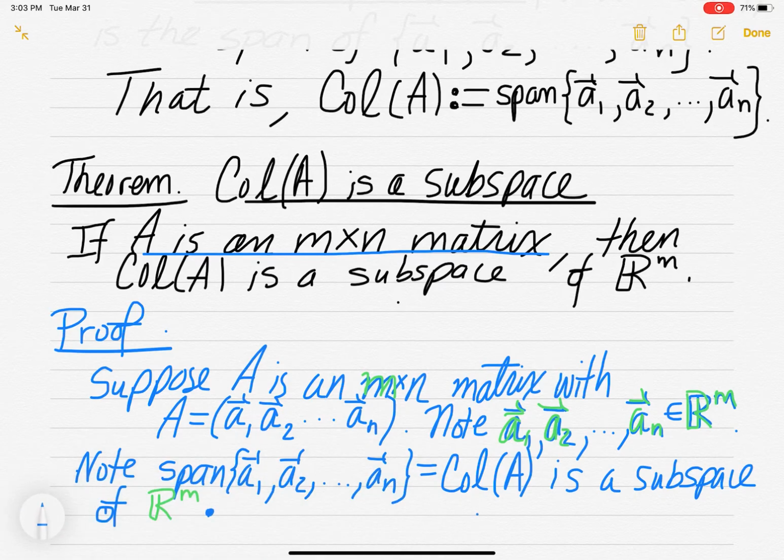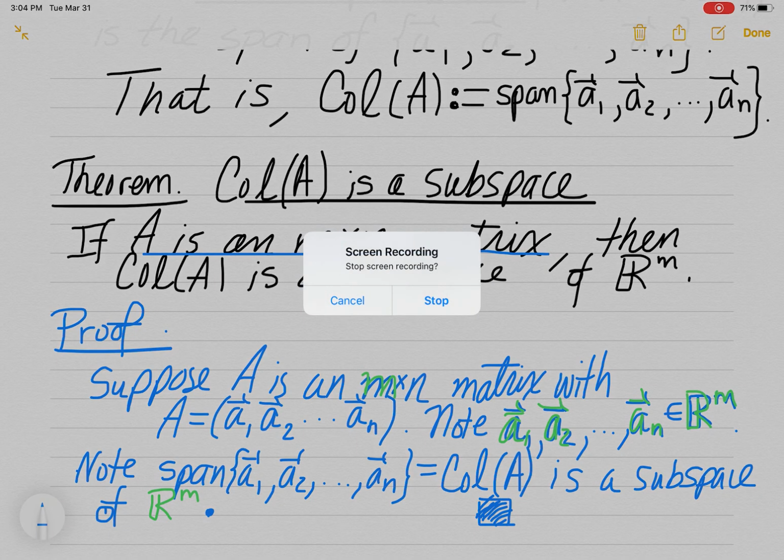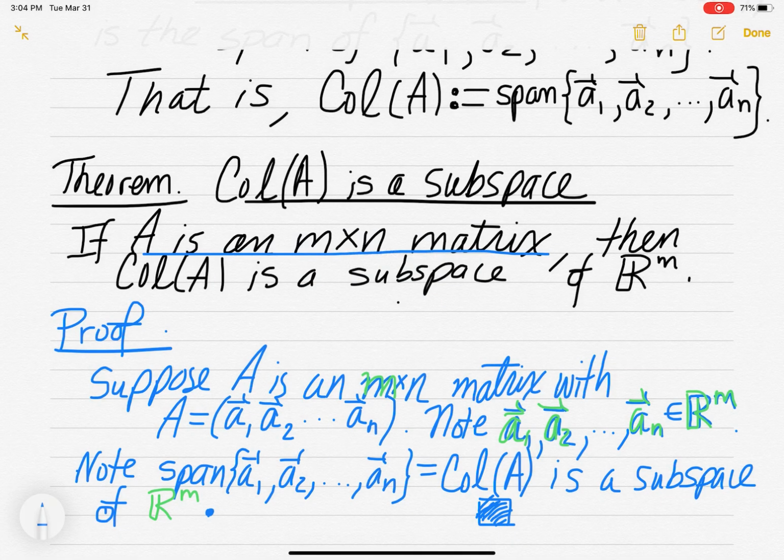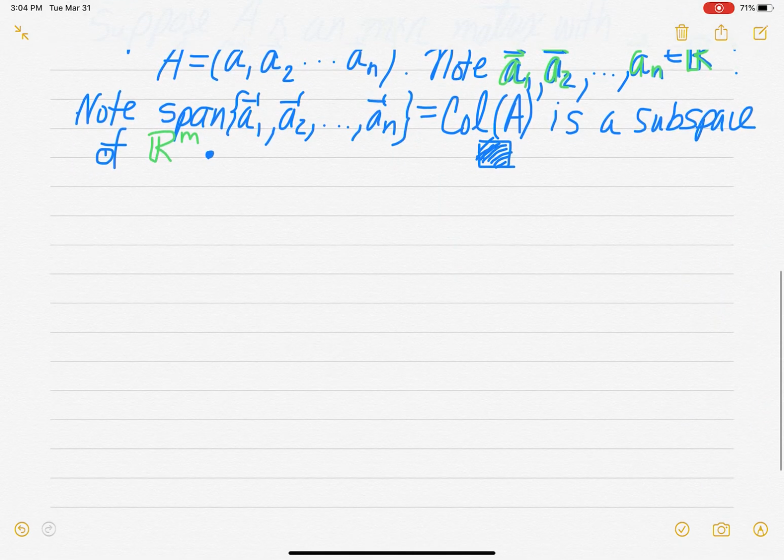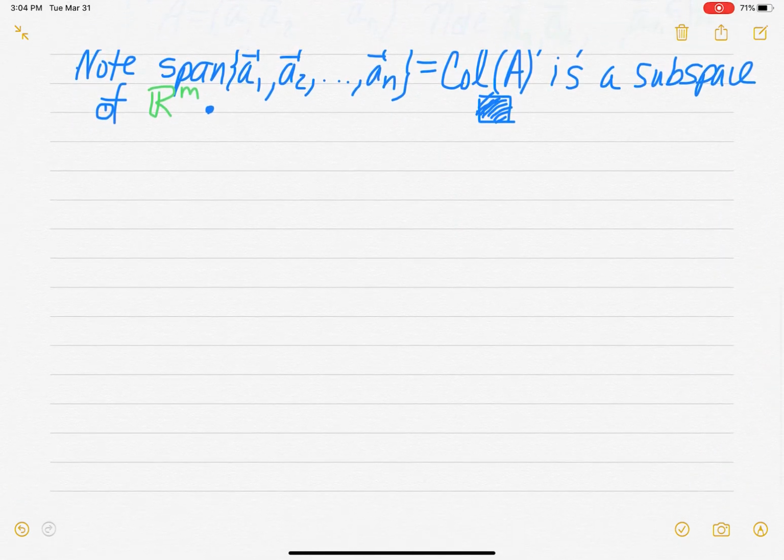We proved earlier in one of the previous videos that when you have a bunch of vectors, the span of that set of vectors is a subspace of the underlying vector space, which in this case is Rm for those particular vectors, A1 through AN. Right, that's it. So easy proof, building on previous work that we had done in the past. So it's a subspace, the column space. Just all the linear combinations of the columns.